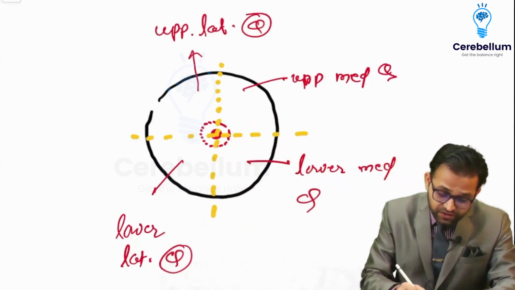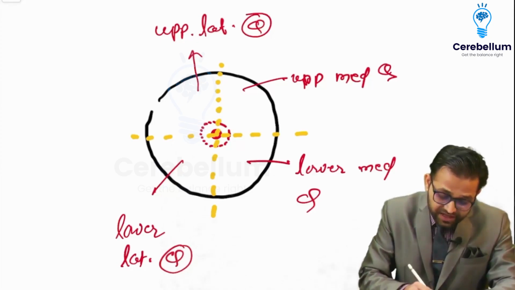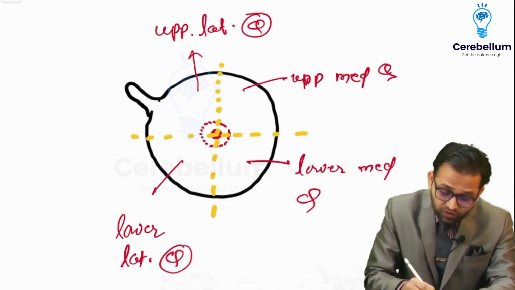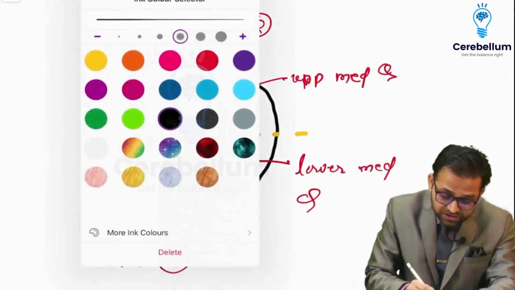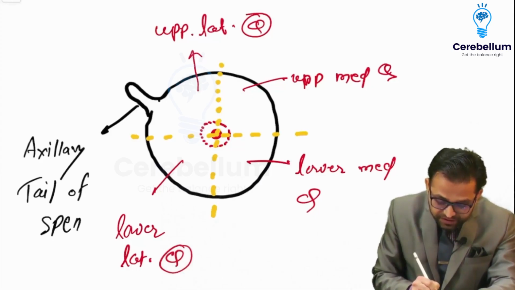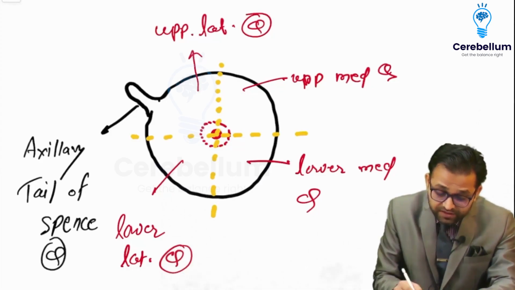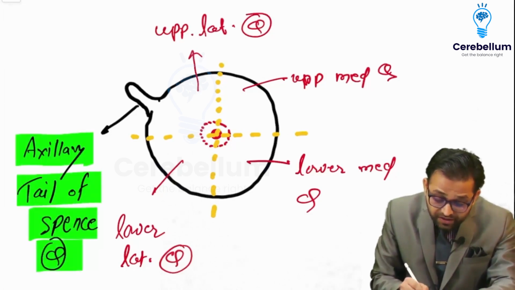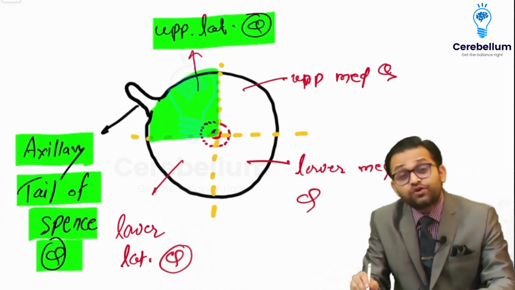Now try to understand: from the upper lateral quadrant, there is an extension of the breast towards the axilla in a projection form. This was studied by the anatomist Spence, so it is known as the axillary tail of Spence. It is an MCQ: the axillary tail of Spence is an extension of which quadrant? It is the extension of the upper lateral quadrant.